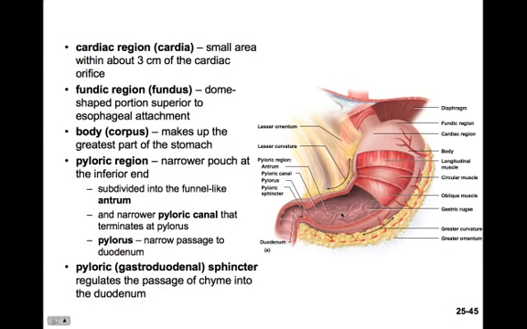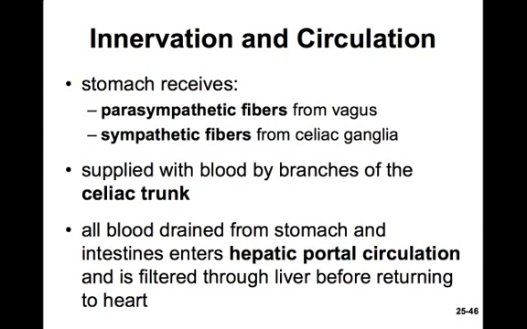It has sort of a funnel-like atrium right here. And there's a narrower pyloric canal. And the pylorus is the narrow passage we see moving on into the small intestine. The pylorus is guarded by the pyloric sphincter or the gastroduodenal sphincter, and it regulates the passage of chyme into the duodenum.